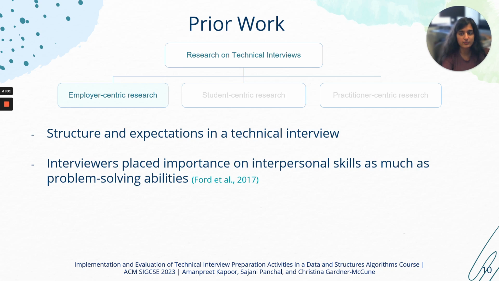In the area of employer-centric research, interviewers have described the purpose and structure of technical interviews as well as what they're looking for in interviewees. For example, Ford et al.'s work suggested that interviewers placed importance on not only technical skills, but also interpersonal skills when selecting candidates.